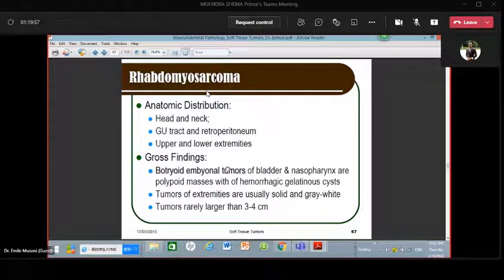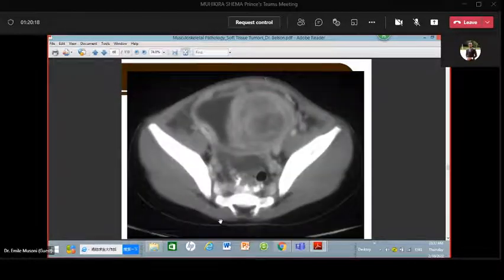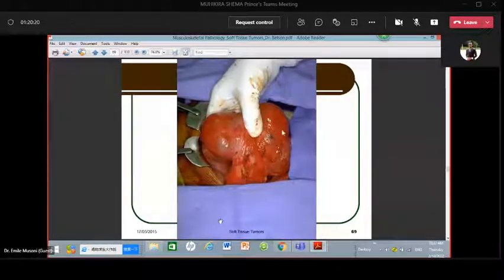So those sarcomas also have some subtypes. There is what we call botryoid embryonal tumors of the bladder and the nasopharynx, which are polypoid masses with hemorrhagic gelatinous cysts. Tumors of the extremities are usually solid and gray-white, about 3 to 4 centimeters. This is an image of rhabdomyosarcoma.